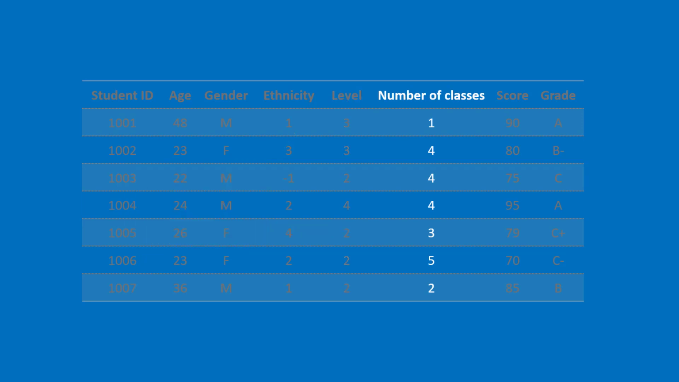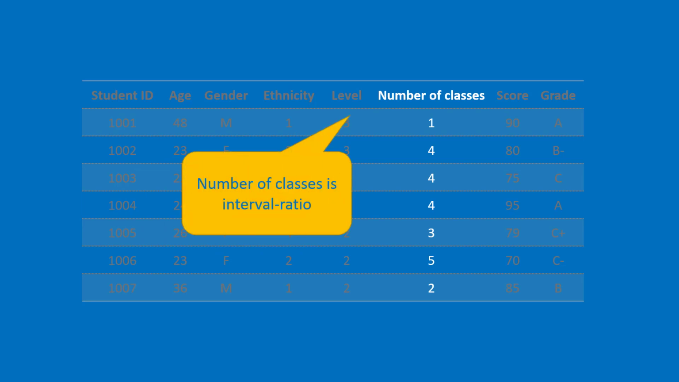All right, how about this one? You probably figured out that number of classes is interval ratio. Student 1004 was enrolled in twice as many classes as student 1007. You can do math on this data, in other words. But is it discrete or continuous? Well, discrete is the right answer.